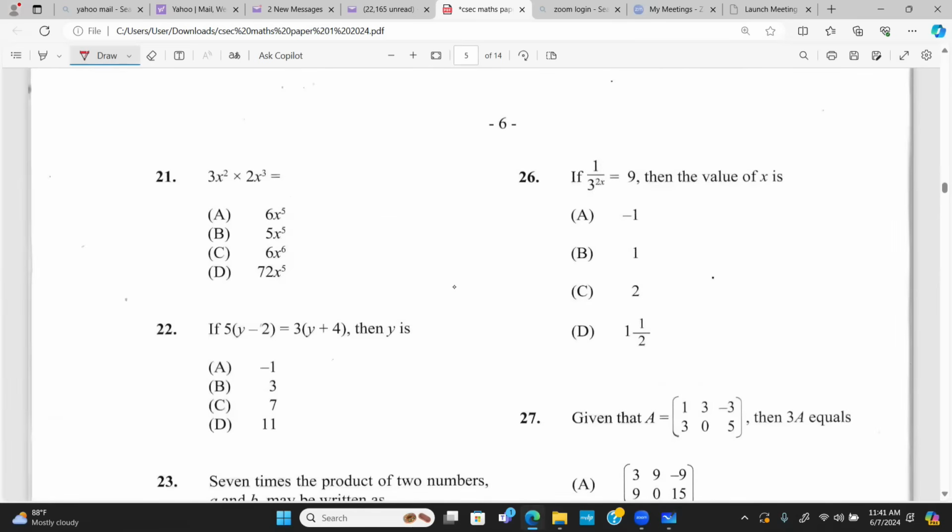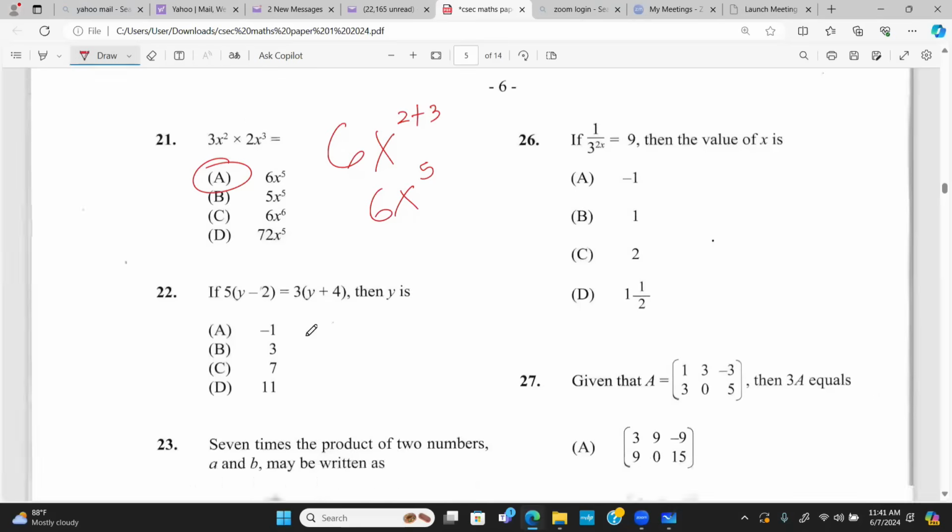Regular multiplication, 3 times 2 is 6. And then you have x to the second times x to the third. So 6x raised to the fifth. When you multiply, you add the powers of the same letter. So 6x to the fifth.